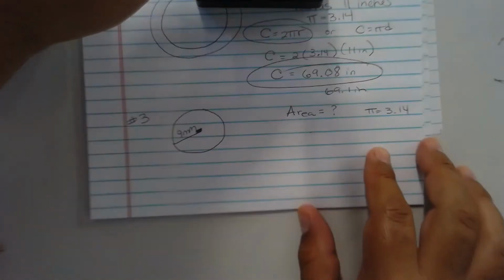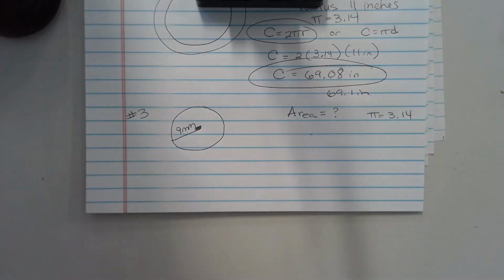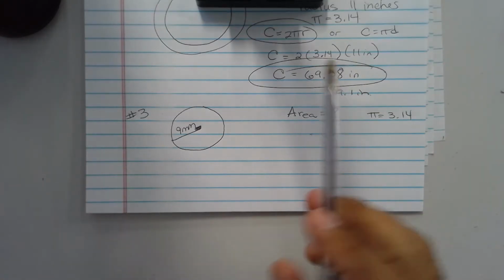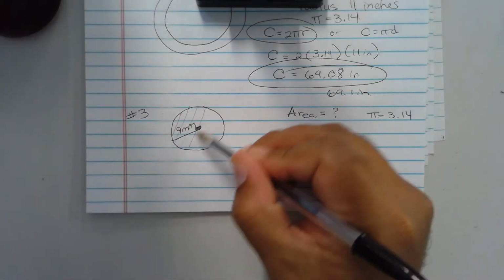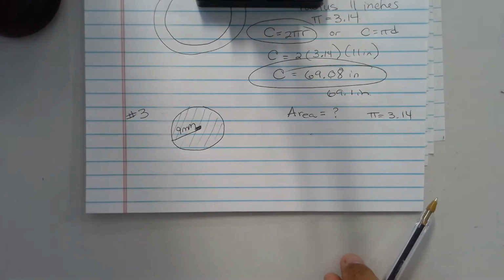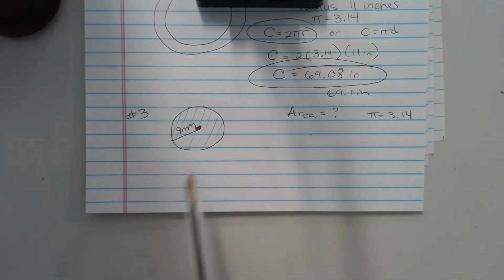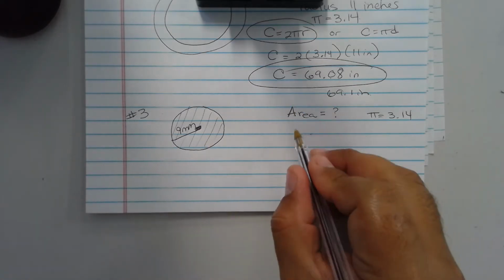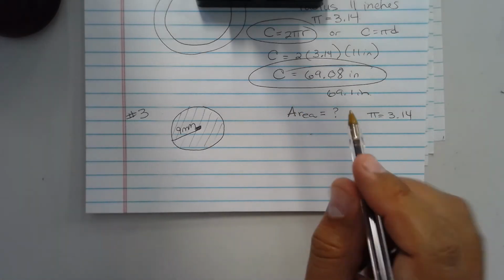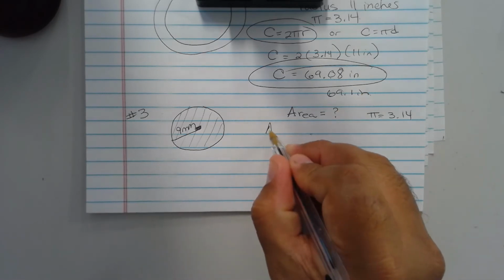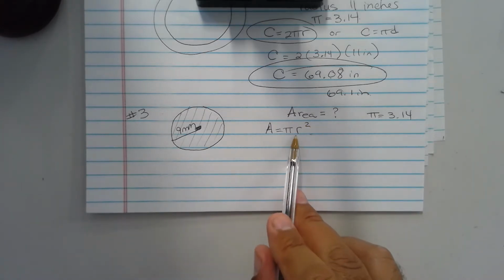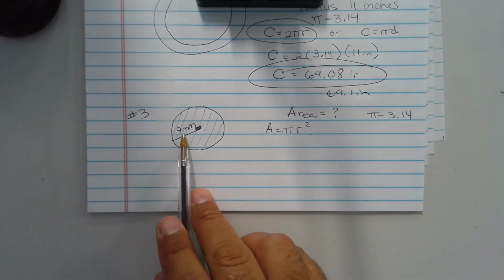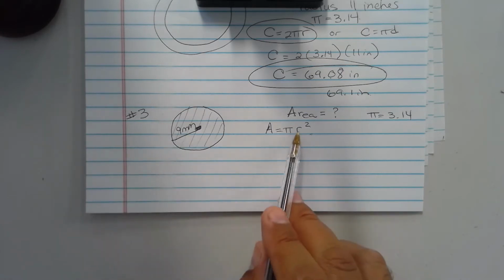The next question, number 3. In number 3, it says find the area. Again, the area is the part that is inside the circle, not around it. We're not looking for the distance around it. We're looking for the area inside of the circle. So, who remembers the formula for the area of a circle? Area is equal to what? We need it in radius. Do we have it in radius? Yes, we do. So all we have to do is plug it in.